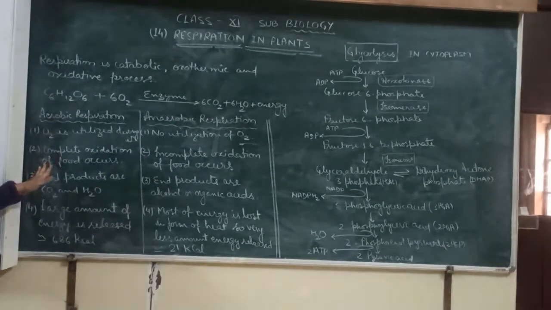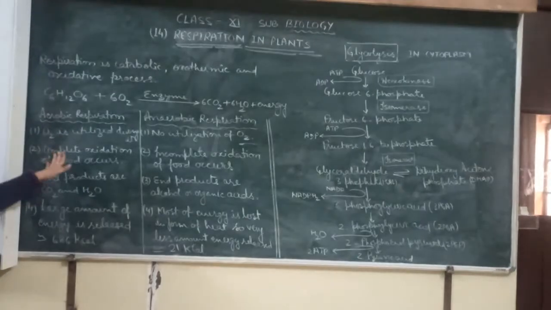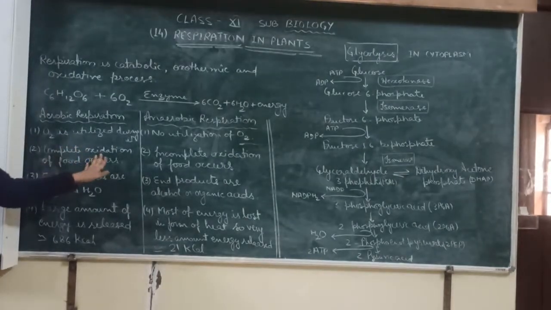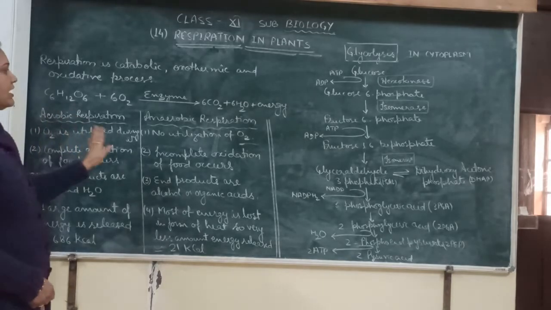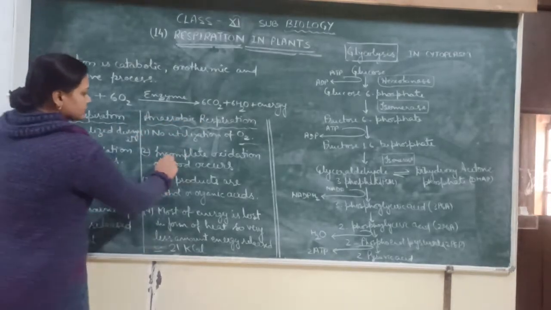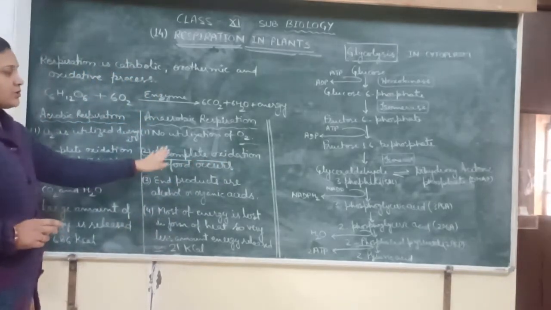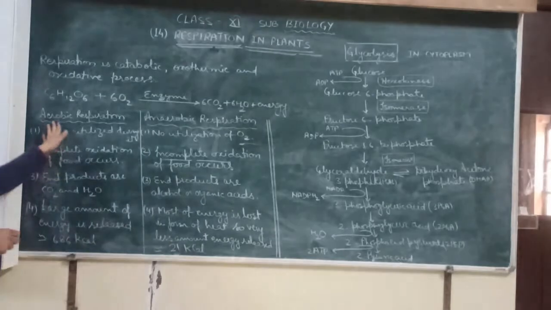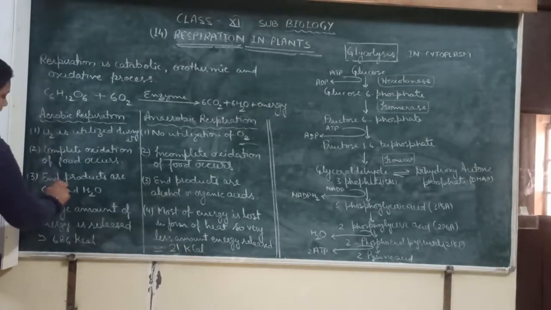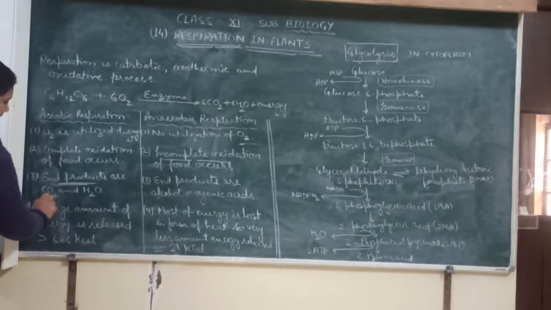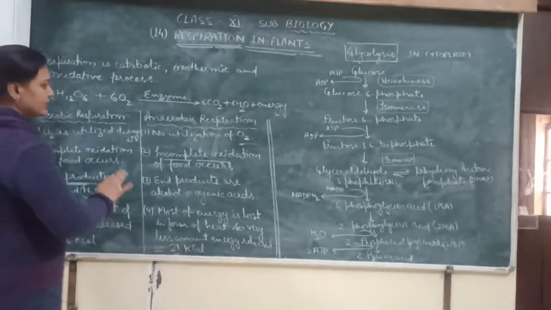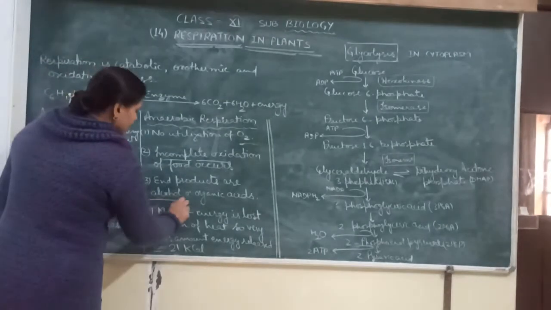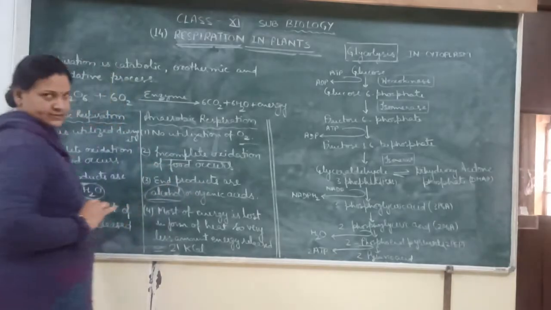The second difference is, during aerobic respiration, the complete oxidation of food occurs. Food means mainly glucose. So the complete oxidation of glucose occurs during aerobic respiration. But in anaerobic respiration, incomplete oxidation of food, incomplete oxidation of glucose, occurs. And during aerobic respiration, the end products, carbon dioxide and water, are formed. But in anaerobic respiration, end products are alcohol or other organic acids.